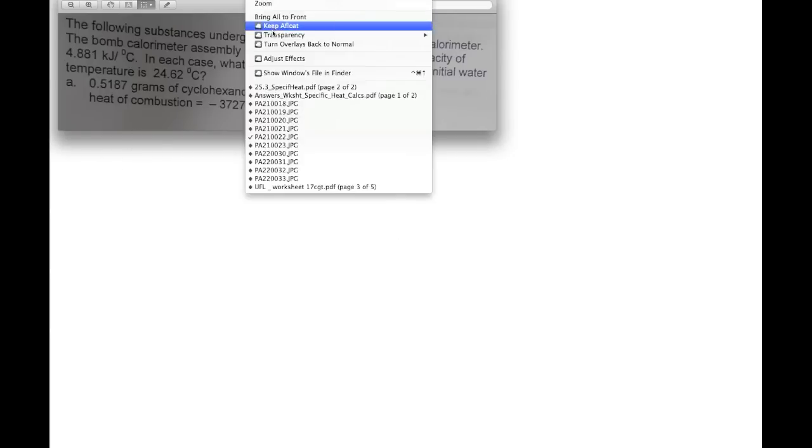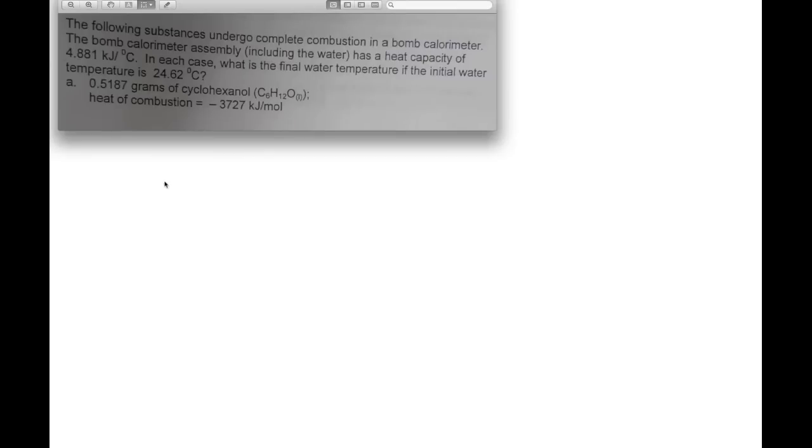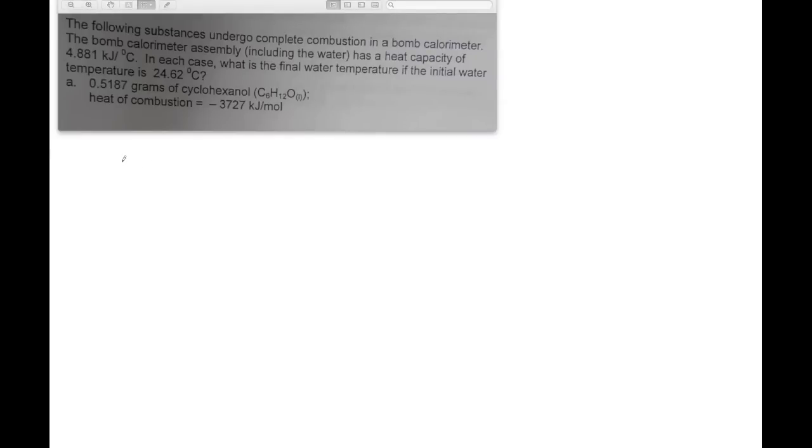Well, first we have to convert the grams to moles. Let me interrupt you. First of all, we should write down a symbol for the question. What's a good symbol for what this question's asking? Oh, TF. And then we should get a prediction. I'm going to predict that it's going to be greater than 24.62 degrees Celsius. Why? Because it's a combustion reaction. That's right. Okay, good. All right, so then we can go back to our work here.